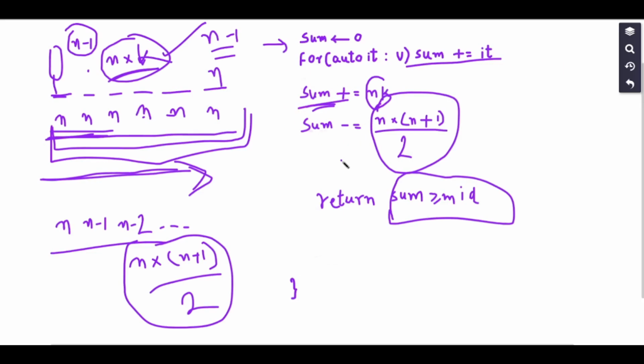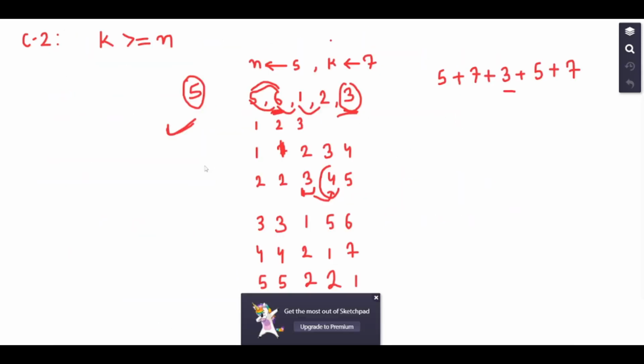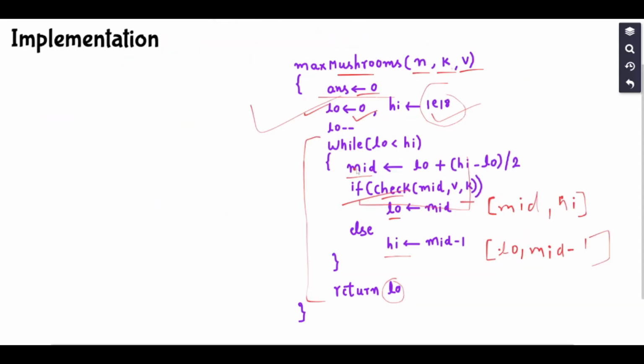Let's implement this solution in code. But before that, let's discuss the time complexity. We can see that this is just binary search, so the time complexity for this would be nothing but log of 10 raised to the power 18.